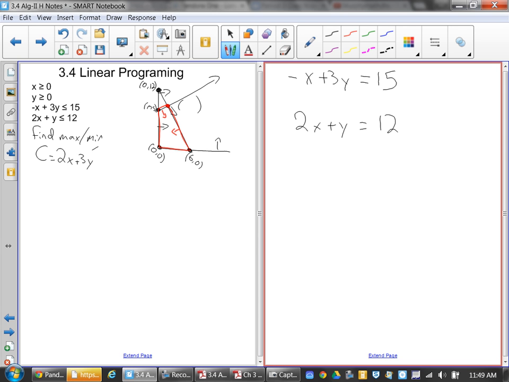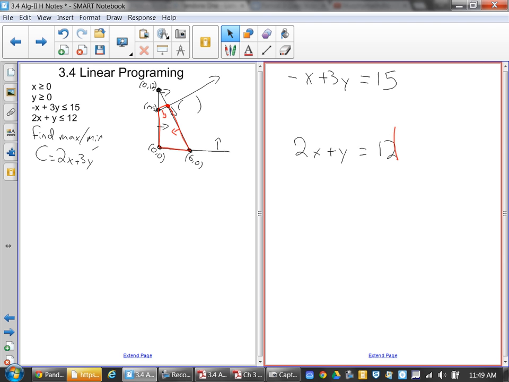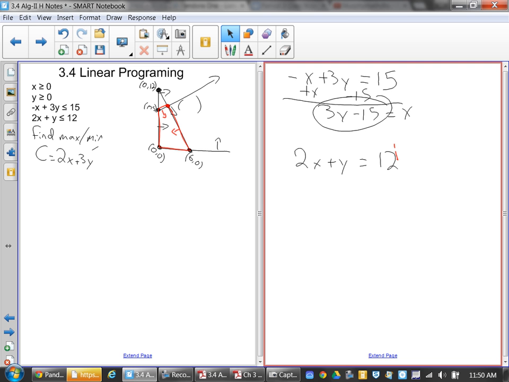What I'm doing here is I'm going to take the first equation, add the x, and subtract the 15. So I have 3y minus 15 is x. So I take this value there and solve for y. Everybody see that? I'm using direct substitution. It's usually the method most people don't screw up.